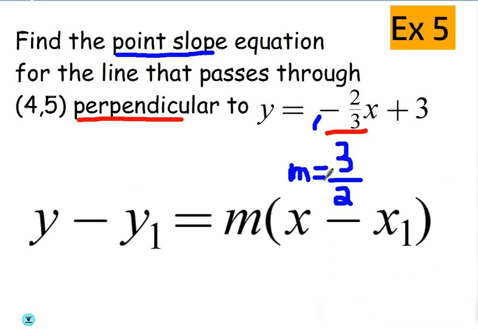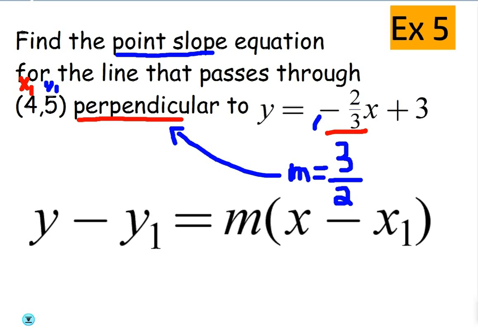Okay, so just flip it. Flip it and change the sign. That makes it perpendicular to the original line. And they already gave you x1 and y1, so we'll just label that. That's your first y value, that's your first x value. And now all we have to do is just replace that stuff.